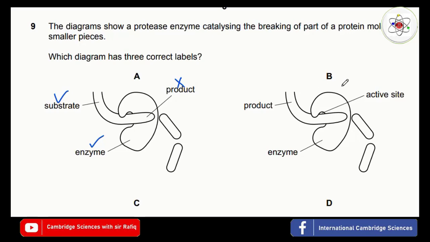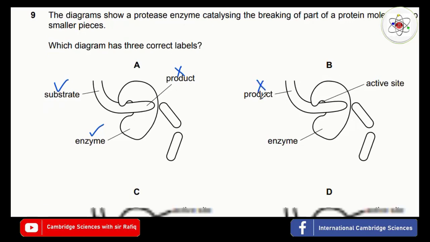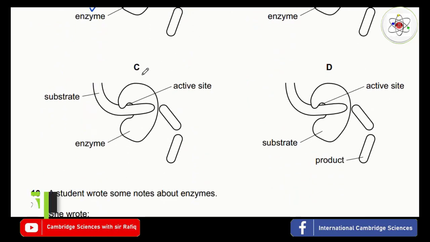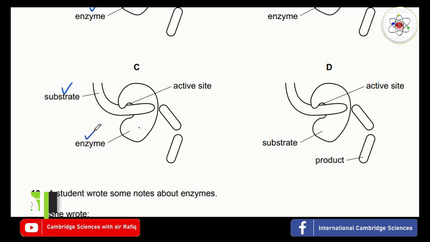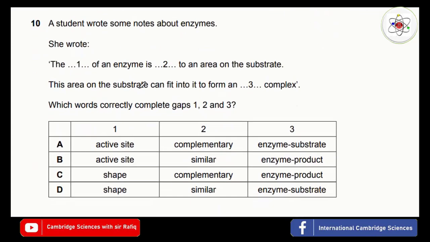As far as option B is concerned, it is not the product, so move on to the next option, C. It is substrate, and it is enzyme, as I told you in option A. It is enzyme, and these are active sites for receiving or binding substrate particles. So the option is C. All right, moving on, next question.